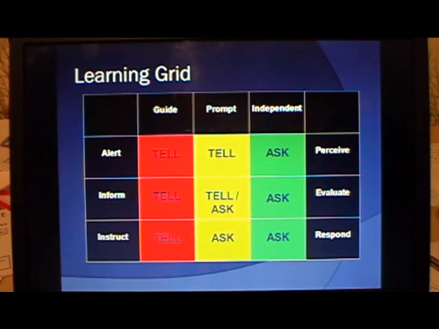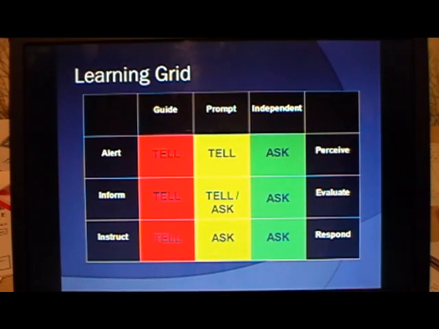So on the left, where we're guiding somebody, we're going to tell them what we're looking at, what we've perceived, we're alerting them to that hazard. We're then going to tell them the evaluation of that, the information about it, why it's a hazard. And then we're going to instruct them through what to do about it. So next step is prompted. We can still keep control by telling them what the hazard is, and in the middle we can either tell them or ask them, and then at the bottom we're asking them about the routine, basically what they're going to be using to deal with that hazard.